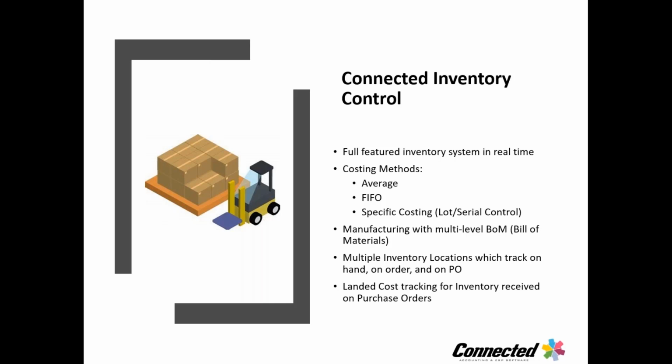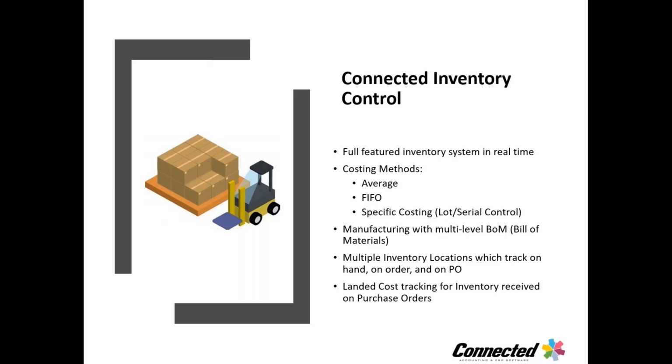We support three costing methods, I guess two with one being a branch from the second. We do weighted average, FIFO, which for those of you that don't know is first in, first out, and specific costing, which is based on FIFO, and that really comes into play when we're talking about lot and serial control.